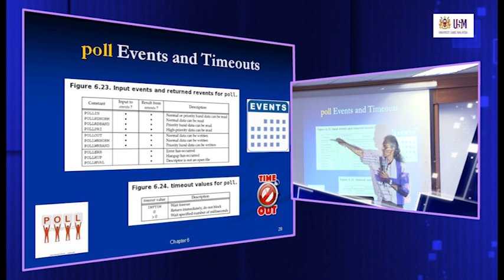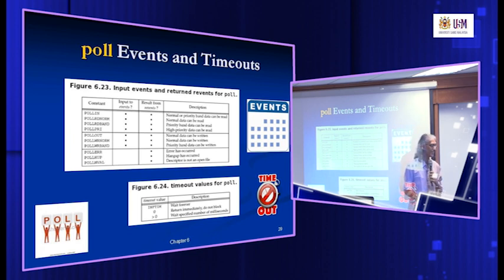So this particular function will be given values or actions in events and R events. In events, we specify we want to check for this, this, this, and this. Then the poll function will return the results in the R events structure and say, okay, you asked for these two, and these are all the four conditions which are available. It basically gives you the results.